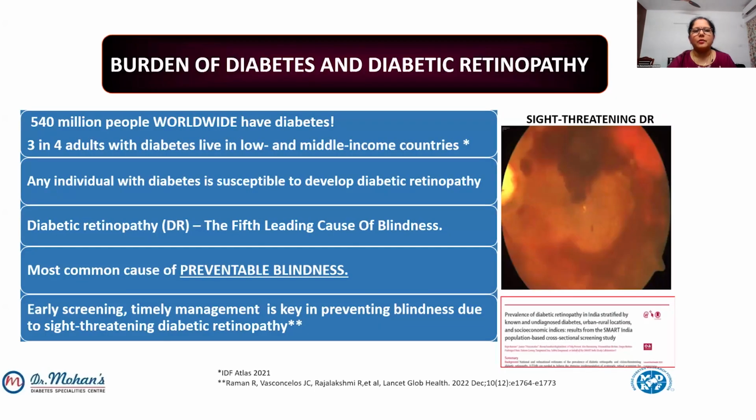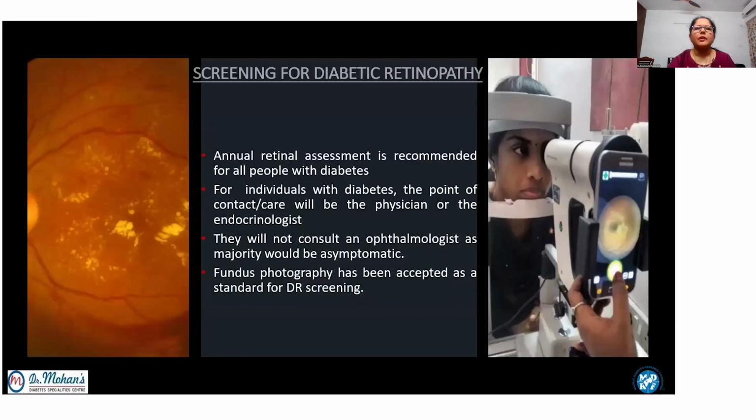We are all aware that over 540 million people worldwide have diabetes, and 3 out of 4 people with diabetes live in low and middle income countries. Every individual with diabetes is susceptible to developing diabetic retinopathy. Diabetic retinopathy is the 5th leading cause of blindness. What is most important is that it is the most common cause of preventable blindness. With early detection and timely treatment, we can prevent blindness due to sight-threatening retinopathy.